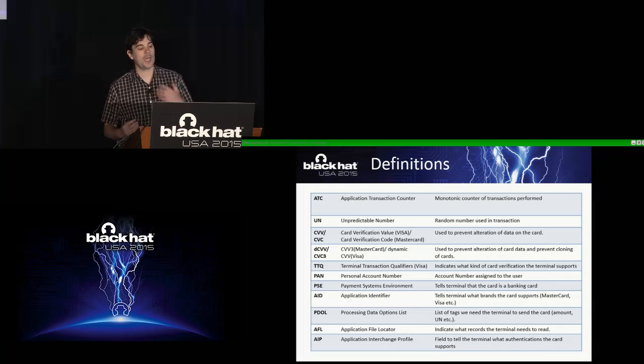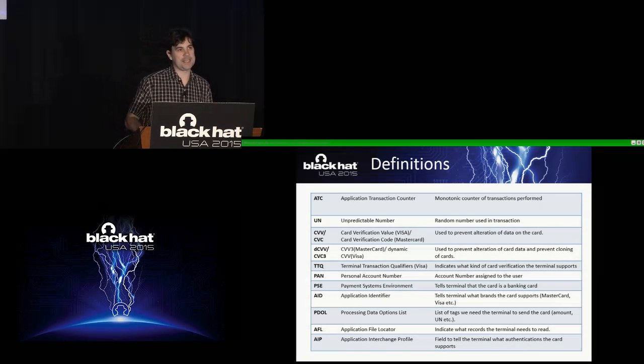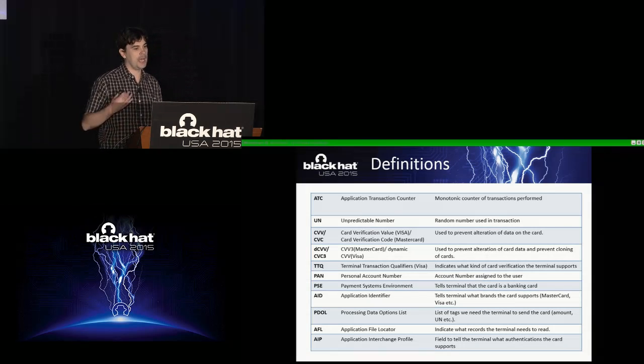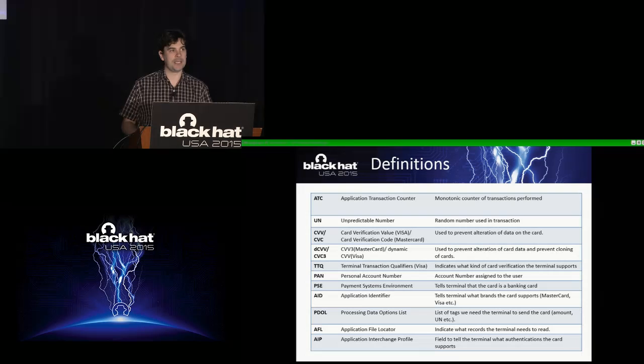The second definition is the unpredictable number. This is a random number or a counter or a combination of a date and counter used in transactions to try and prevent cloning of transactions and cards and generally introduce security to a device.